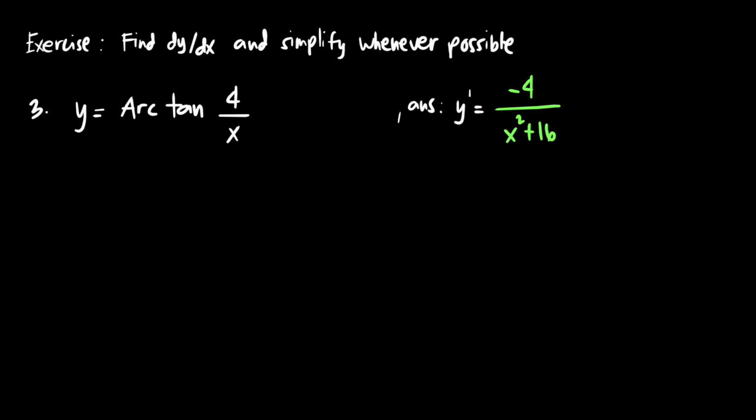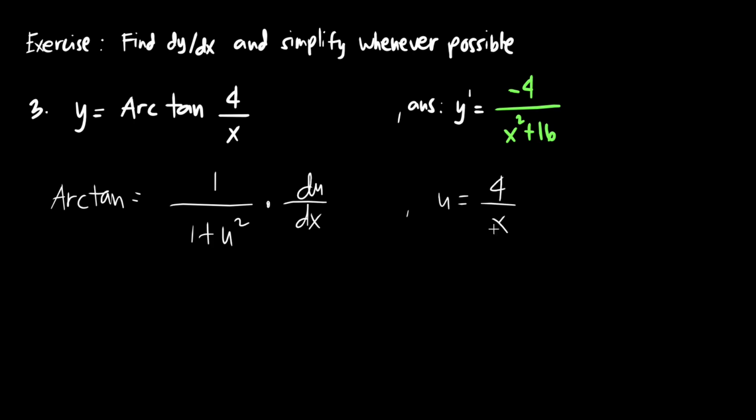Proceed to another number. So for number 3, y is equal to arctan 4 all over x. For arctan, the differentiation of arctan is just equal to 1 all over 1 plus u squared, times du over dx. So our u here is u equals 4 all over x, right? So let's solve this one.